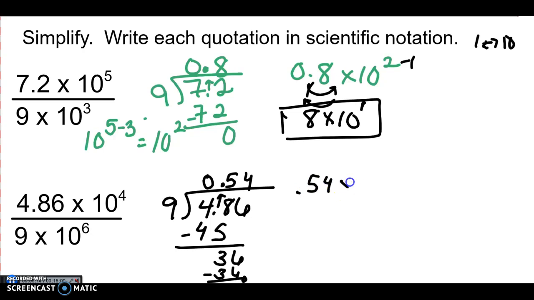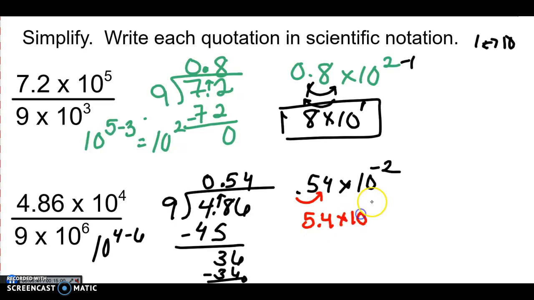0.54 times 10. And if I subtract, I get 10 to the fourth minus 6 is negative 2. Now remember, it's okay to have negative exponents in scientific notation, but again, you always have to look at your problem here and say, oh, this is not a number between 1 and 10, so I am moving it. It's going to be 5.4 times 10, and when I move it that way, I'm going to subtract 1 from it, so minus 3.